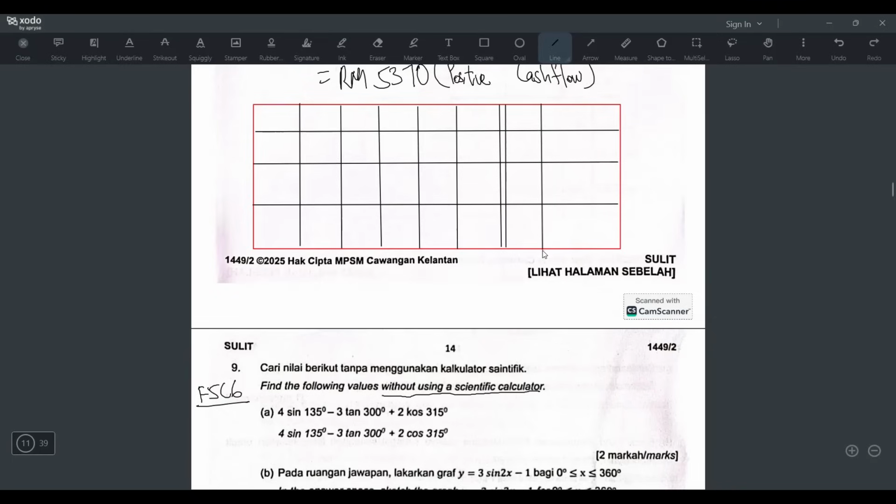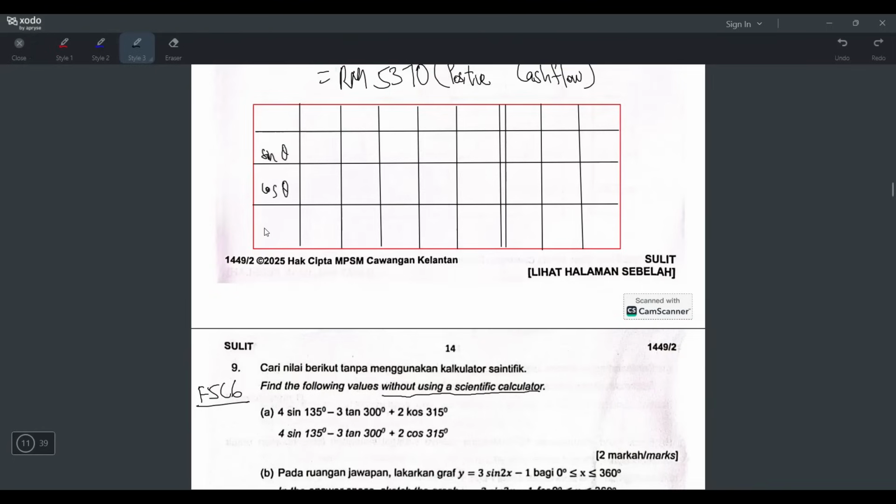Okay, I remember asking my own students to salin this, and telling them to hafal this table. So you have sine theta, cos theta, tangent theta, and then 0, 90, 180, 270, 360, and then 30, 45, 60. Okay, and you have to hafal all the answers lah.